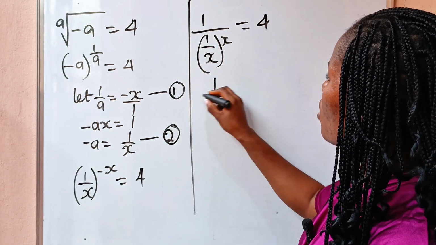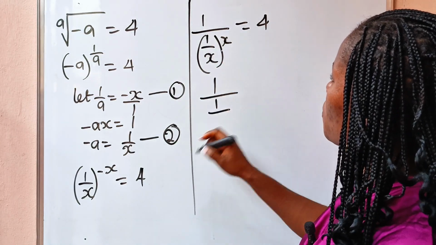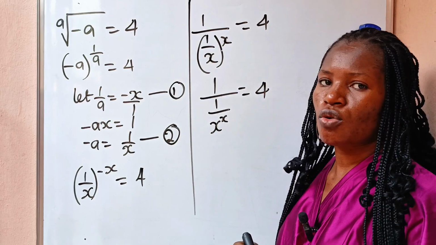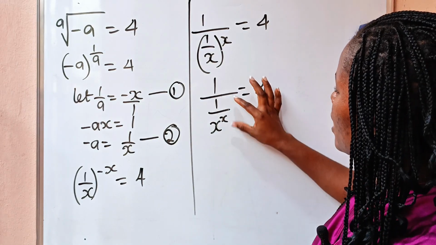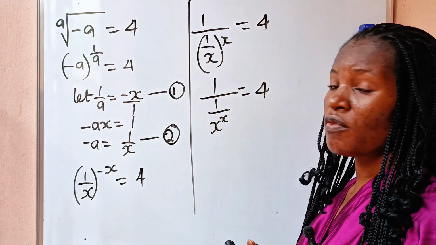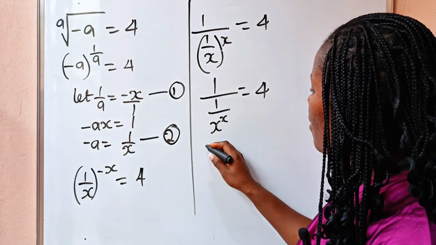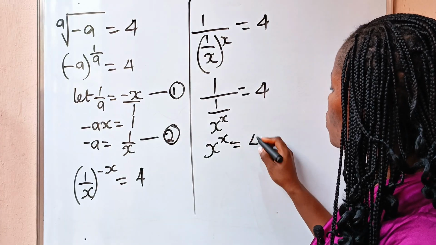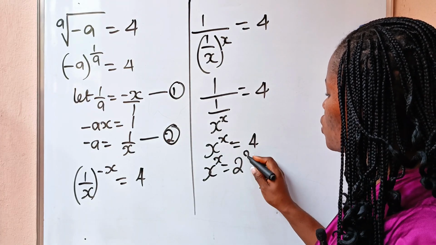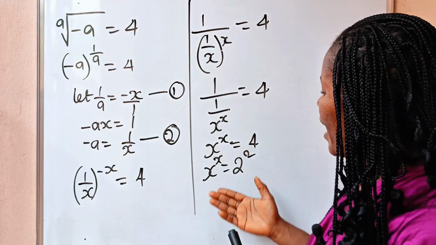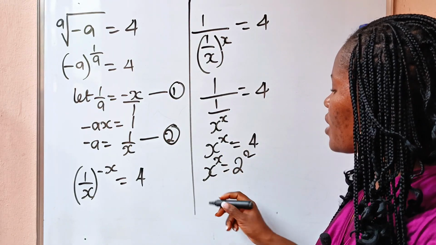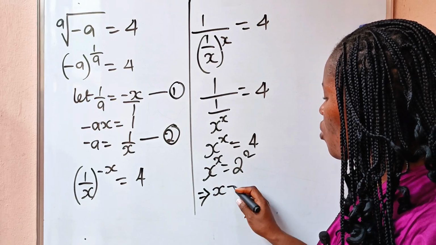Now we have 1 over 1 to the power of x will still give you 1, and we have x to the power of x is equal to 4. All right, now this 1 over anything, we need to take the inverse of the denominator to remove the 1 over. So if we take the inverse of the denominator, we have x to the power of x is equal to 4. All right, so x to the power of x is equal to 4 is the same thing as 2 to the power of 2. Yes, now by comparison, if x to the power of x is equal to 2 to the power of 2, that simply implies that x is equal to 2.